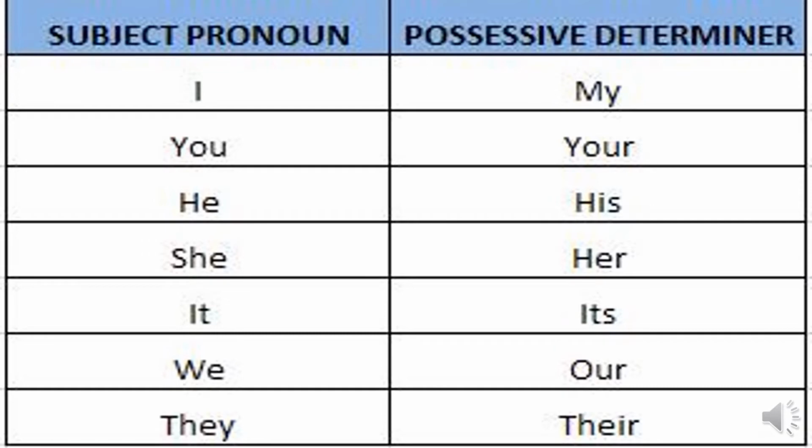So here the possessive determiners are used according to the subject pronouns. We'll just look into the table which easily tells us which possessive determiner goes with the subject pronoun. If the subject pronoun is I, we use the determiner my. If it is you, we use your. His goes with he, her goes with she. If it is it, it is its. If the subject pronoun is we, the determiner is our. If the subject pronoun is they, we use their as the possessive determiner.